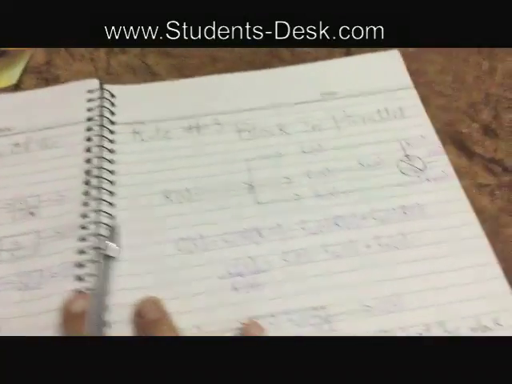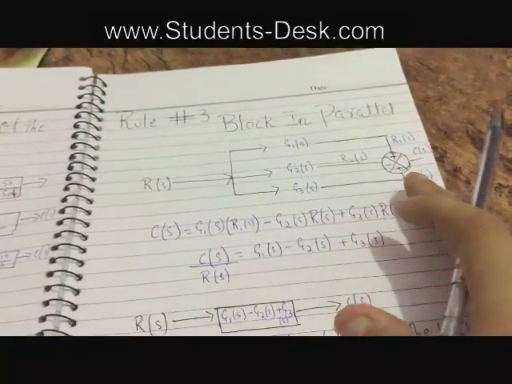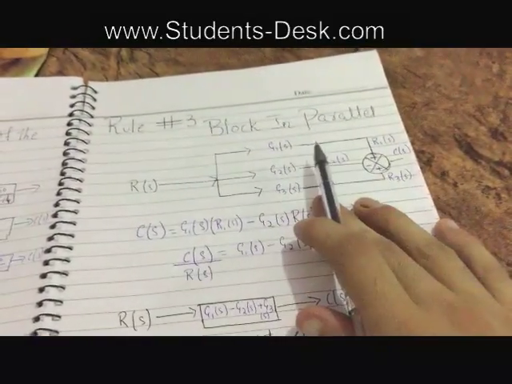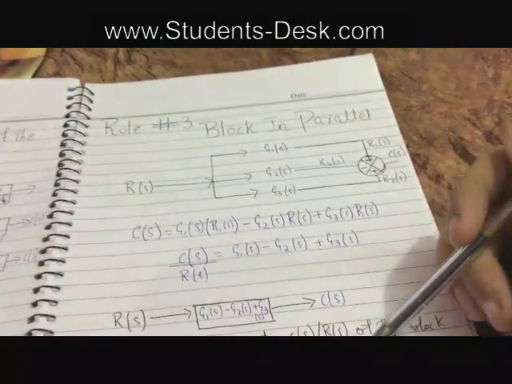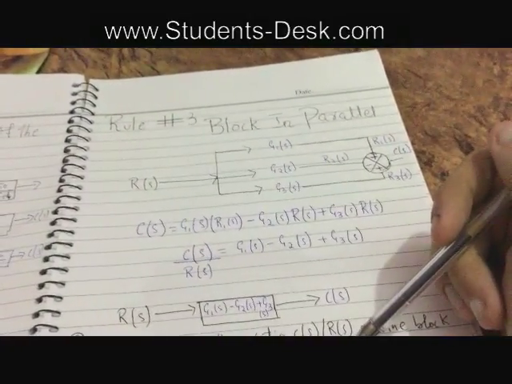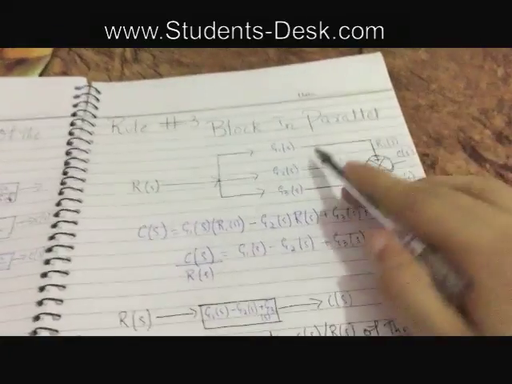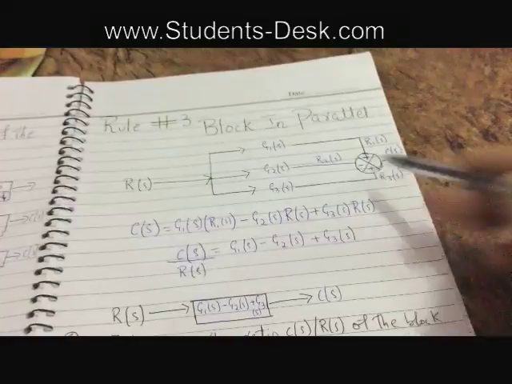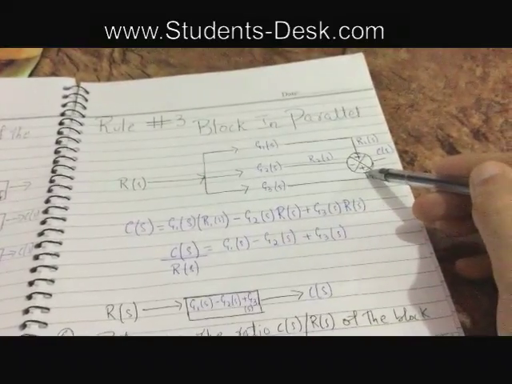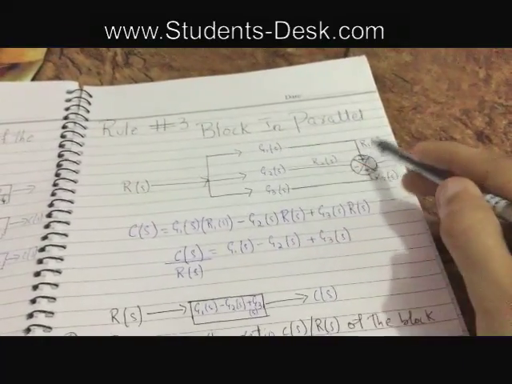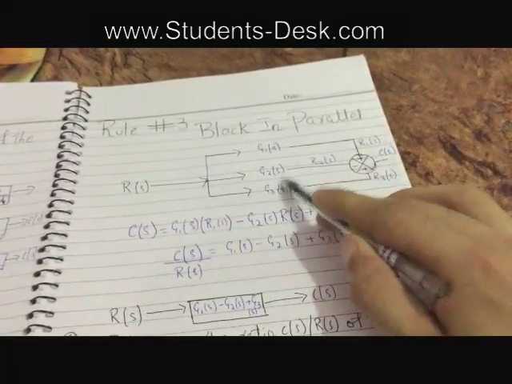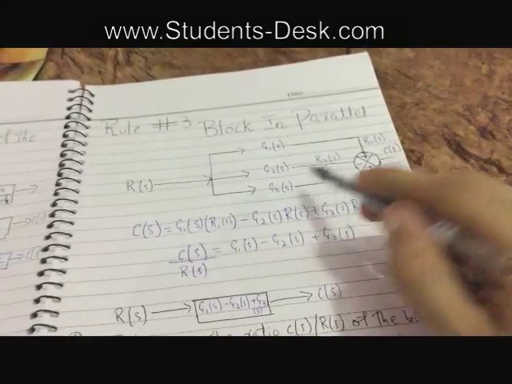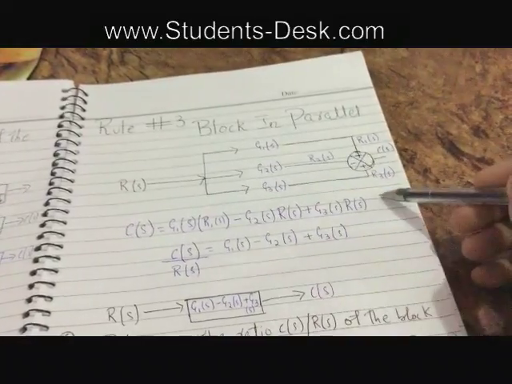Now let's move towards rule number 3, which is blocks in parallel. This is the block diagram which is given to us and it is parallel. Now how to make an equation in parallel? G1(s) is going into plus, R2 is going into negative, and R3 is going into positive. So G1 into R1 minus G2 into R2, and plus G3 into R3, because R3 is going into positive.